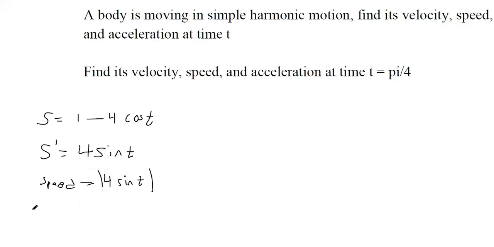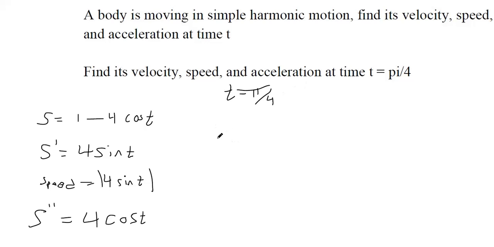And so acceleration is just the second derivative, so I need to take the derivative of the derivative. The derivative of sine is cosine, so that's all we have to do for the second derivative. Then they want the velocity, speed, and acceleration at time t equals pi over 4 at a certain instant.